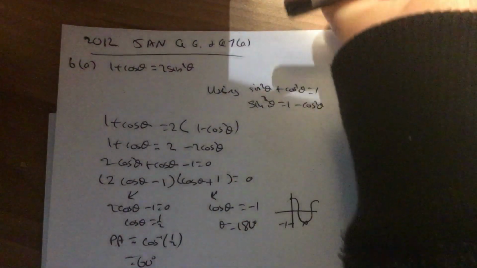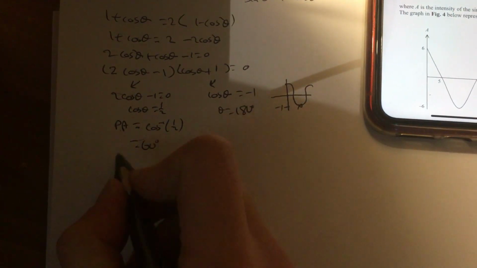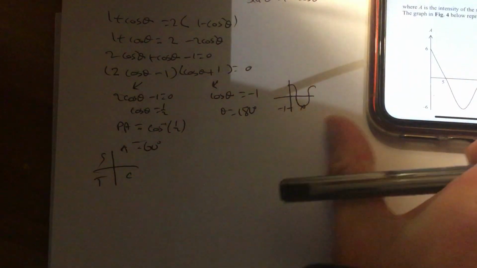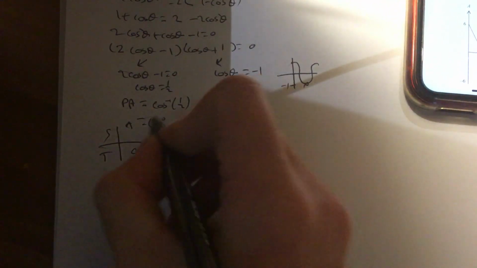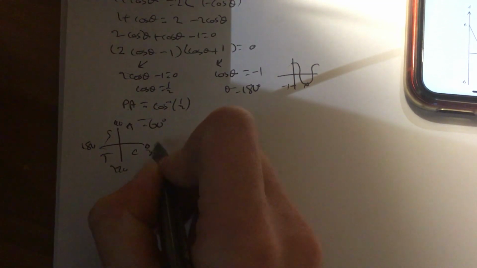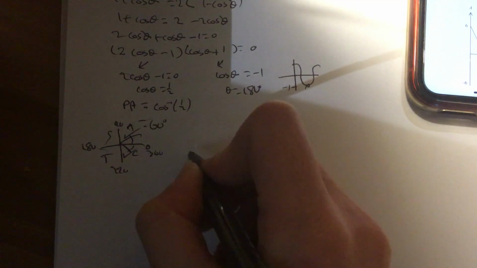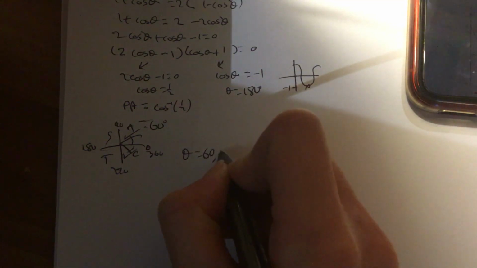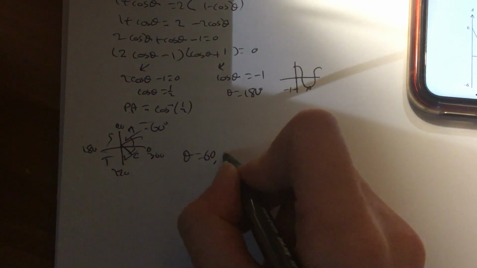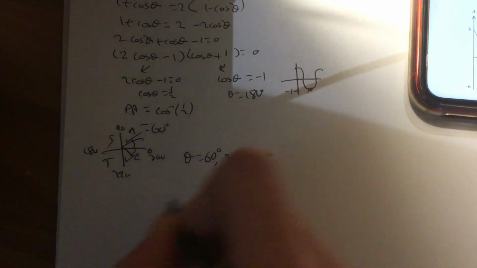And using the CAST diagram for that, C-A-S-T, and I'm only running between 0 and 360. So 0, 90, 180, 270, 360. Cos is positive in here and in here. Principal angles always go for the horizontal. So your first angle is 60, and your last one is 360 minus 60, which is 300 degrees, and then the other wee one up there was 180.